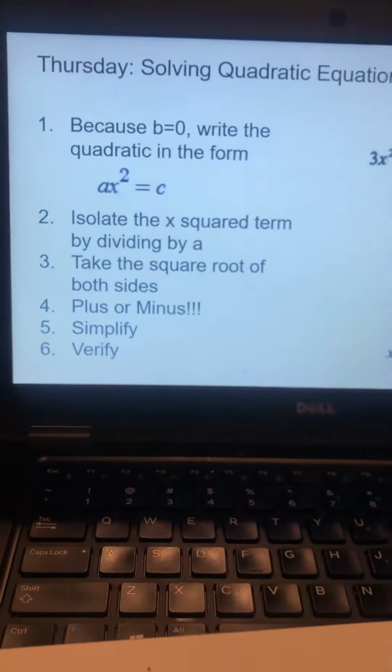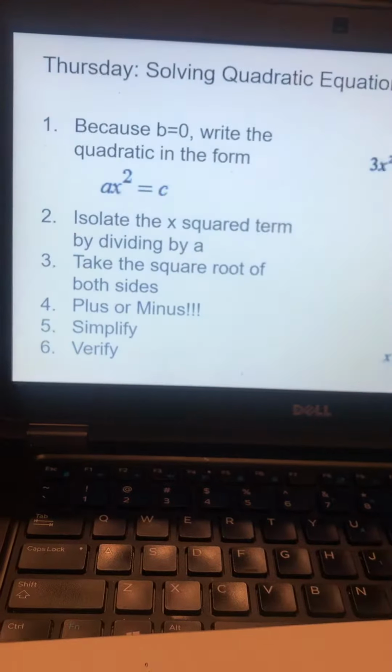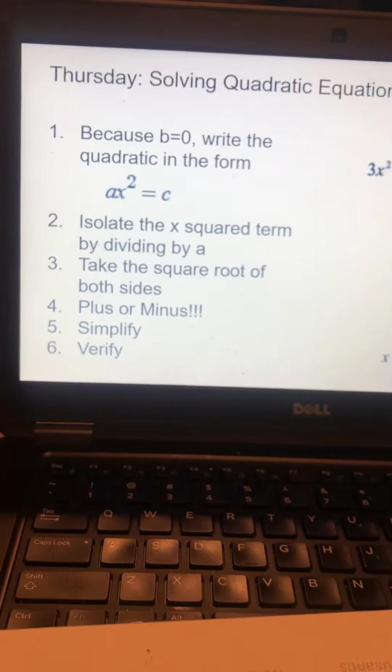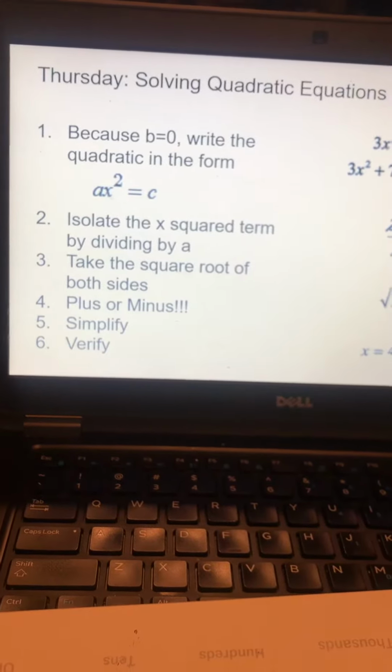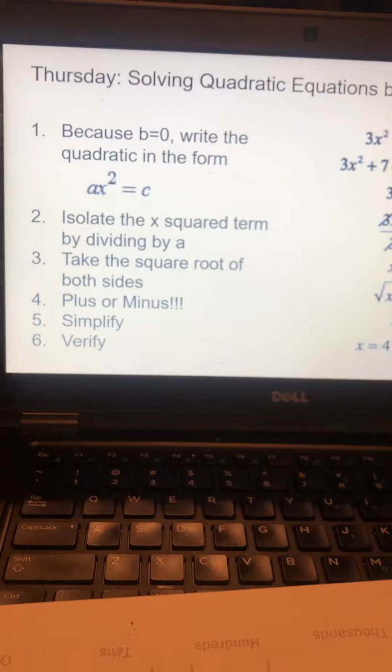The very first step we need to do, because b equals 0, is write our quadratic equation in this format: ax squared on one side and c on the other side. Next, we'll isolate the x squared term by dividing both sides by a.